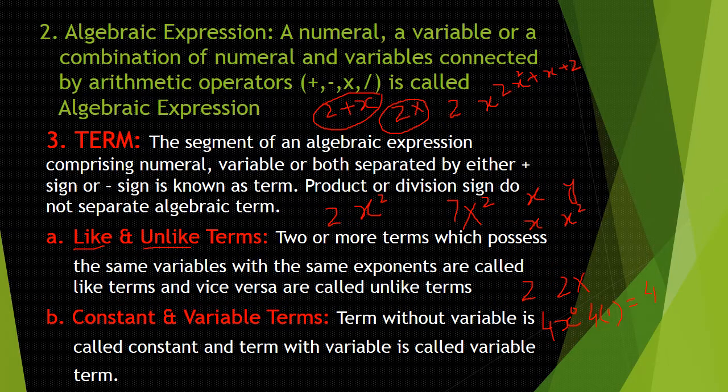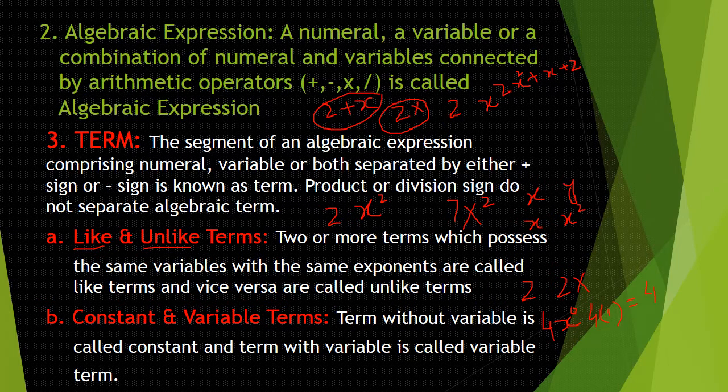Coming to the constant and variable terms. All those terms which only contain a constant are called constant terms, and all those terms which contain variables are called variable terms. For example, 2 is a constant term, but 2x is a variable term because it contains a variable.